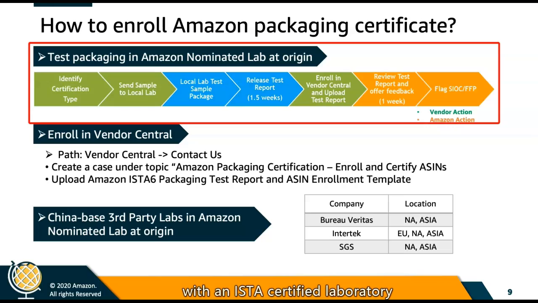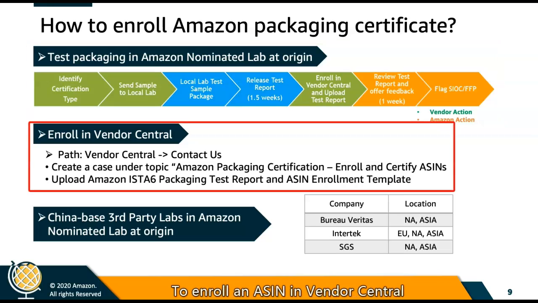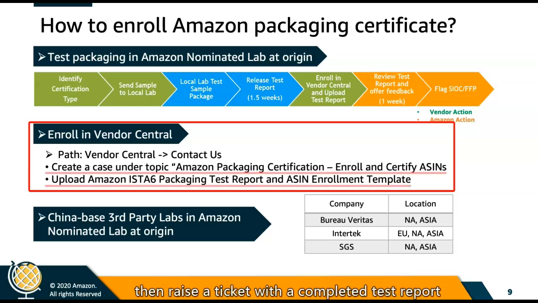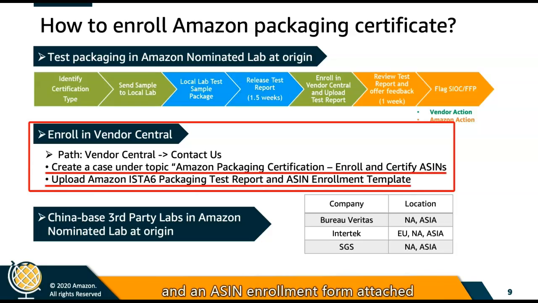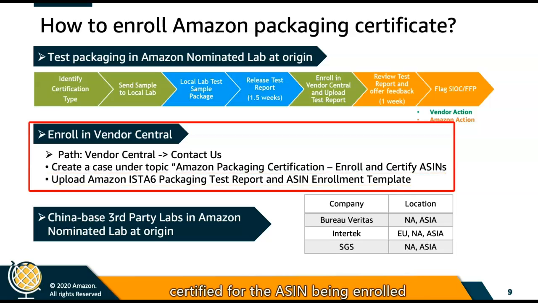To enroll an ASIN in Vendor Central, you can use the Contact Us functionality under the Support module in Vendor Central, then raise a ticket with a completed test report and an ASIN enrollment form attached. Please also indicate which vendor codes should be certified for the ASIN being enrolled. Amazon will action all enrollment requests within 1 week of receipt of the enrollment request in Vendor Central.